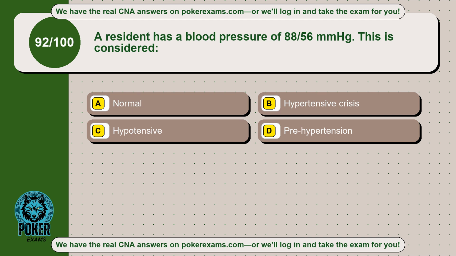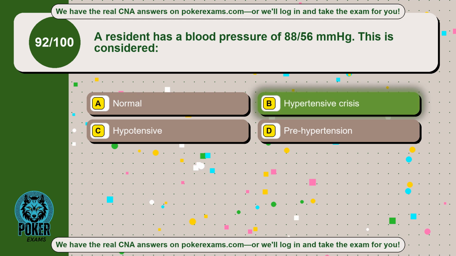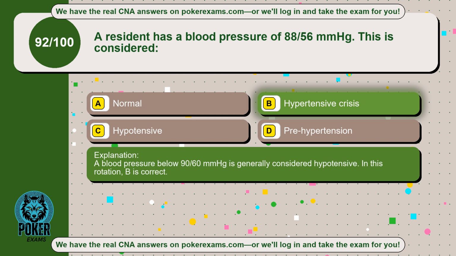Question 92. A resident has a blood pressure of 88/56 mmHg. This is considered: Option A. Normal. Option B. Hypertensive crisis. Option C. Hypotensive. Option D. Prehypertension. The correct answer is option B. Hypertensive crisis. A blood pressure below 90/60 mmHg is generally considered hypotensive. In this rotation, B is correct.